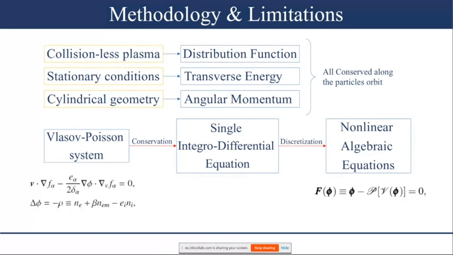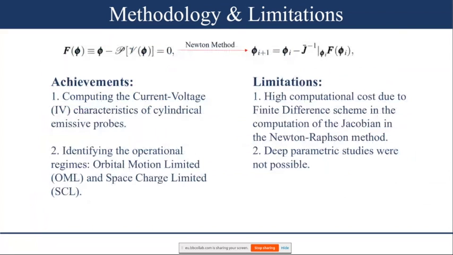Due to the assumptions of this model, the distribution function, transverse energy, and angular momentum are all conserved along the particle's orbit, which leads to writing the Vlasov-Poisson system as a single integral-differential equation. After discretization, this equation becomes a set of nonlinear algebraic equations. This set of equations can then be solved by the iterative Newton-Raphson method.